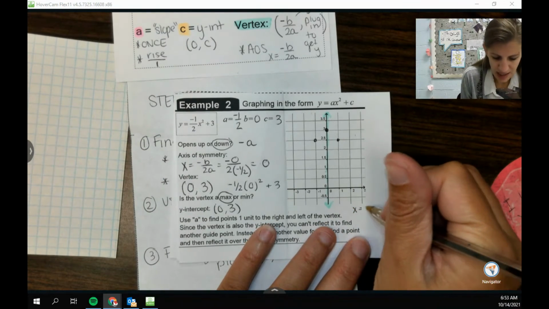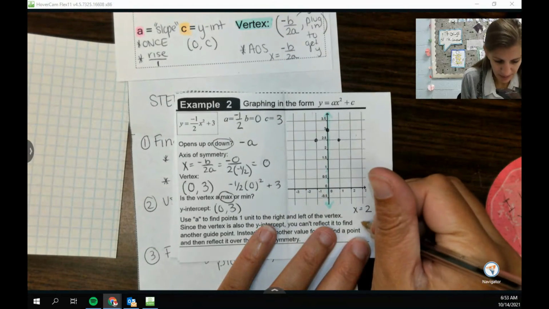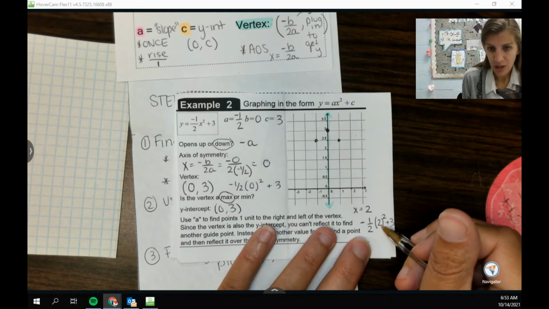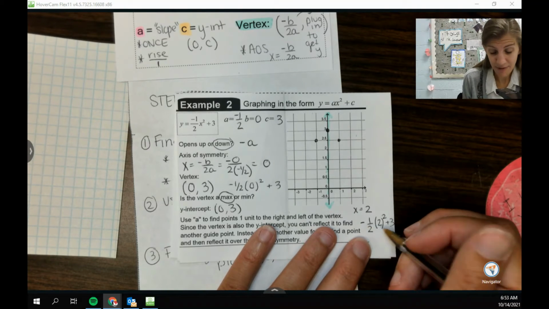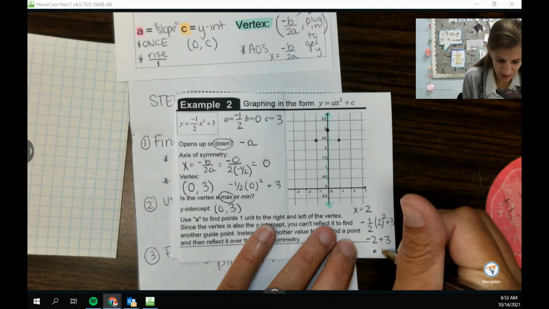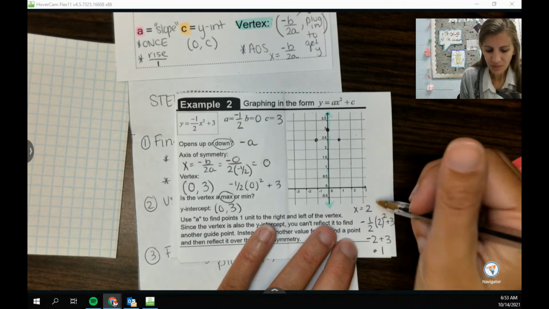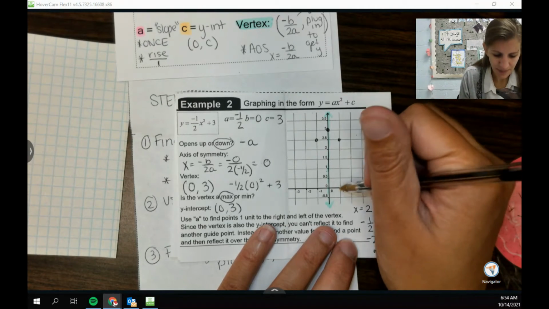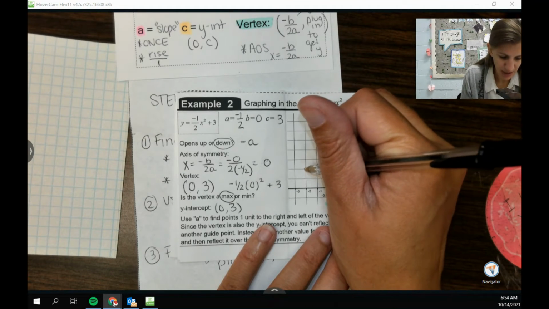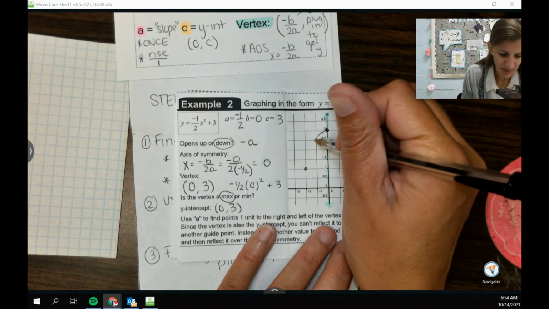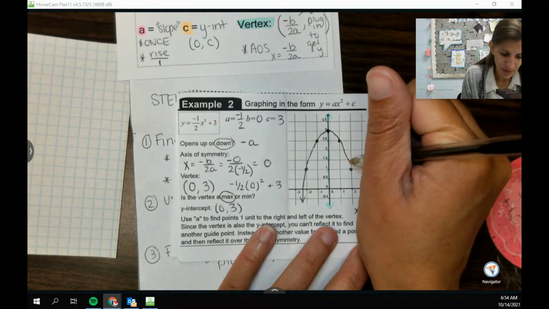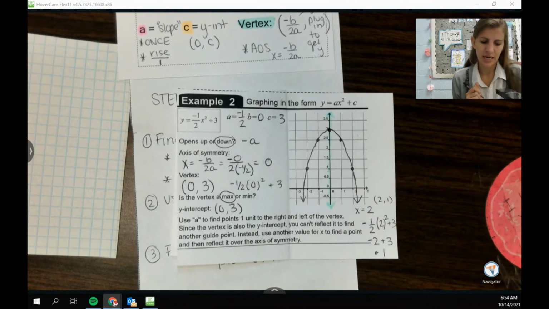So we can do that. Let's say x is 2, and then we plug it in. So -1/2 times 2 squared plus 3. 2 squared is 4. Half of that is 2, and it's negative. Plus 3 is negative, oh no, positive 1. That was almost a disaster. Okay, so I can plot the point (2, 1). And then I can flip that over and put it on the other side. Now I have a slightly better looking parabola. It's okay if you don't go find that last point, but having 5 points makes your parabola look a little nicer.